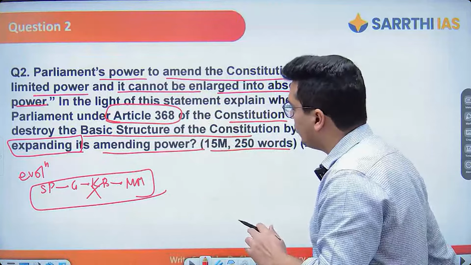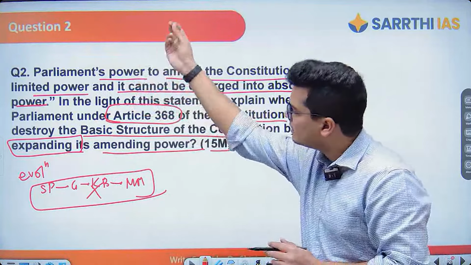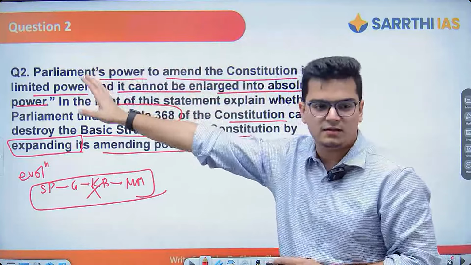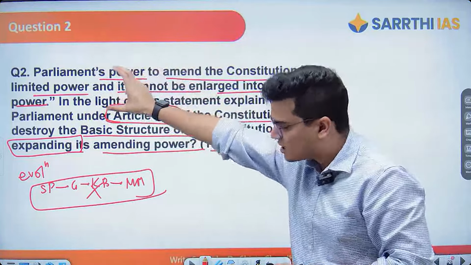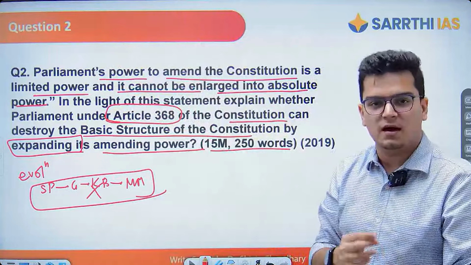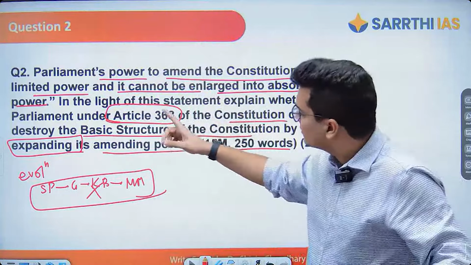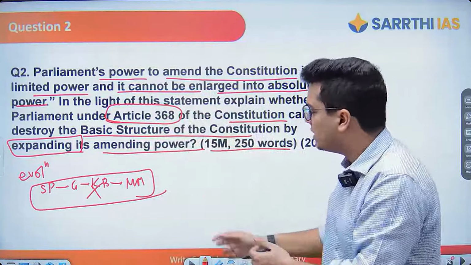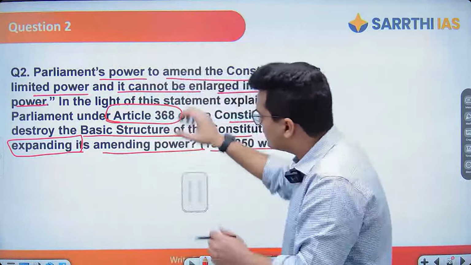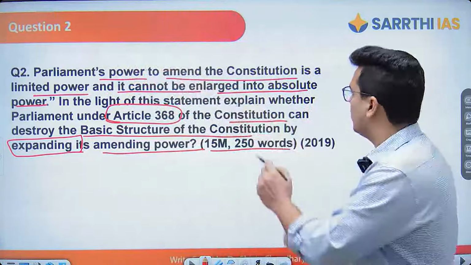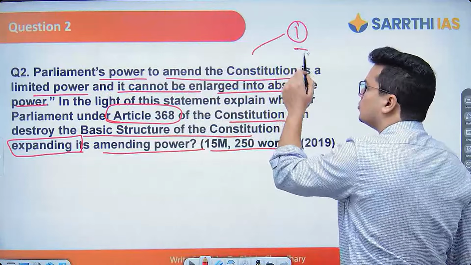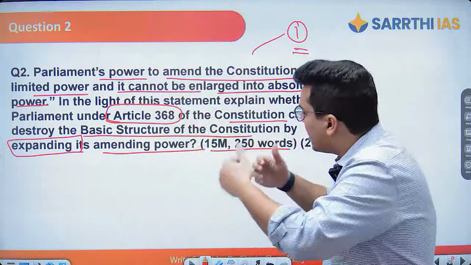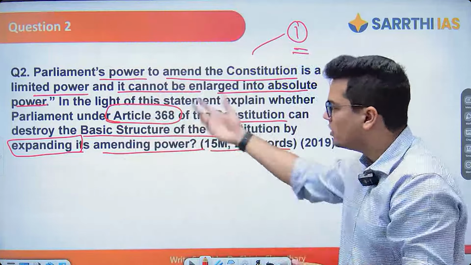उन्होंने कहा, they have already shown that it is a limited power, cannot be enlarged into absolute power. They have already written this. This statement actually is directly from the Keshavnand Bharti judgment. They are asking, in light of this statement, explain whether Parliament can destroy basic structure. तो ये कह रहे हैं कि this thing is true. Statement 1 is given. This statement is true. In light of this statement, tell me, can Parliament now expand its amending power and destroy the basic structure?